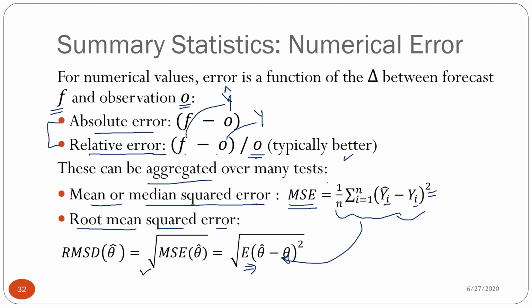You can use the same expression for RMSD, but then you should not be using theta. You can write it this way also. This is equal to 1 by n, summation of i equals 1 to n, then you have y_i hat minus y_i squared, all under the square root. This is your RMSD, root mean squared error.